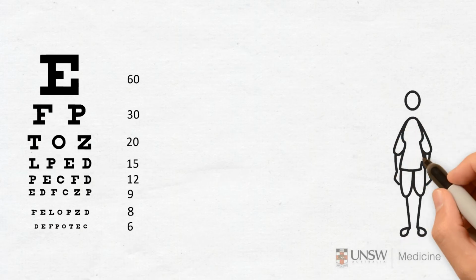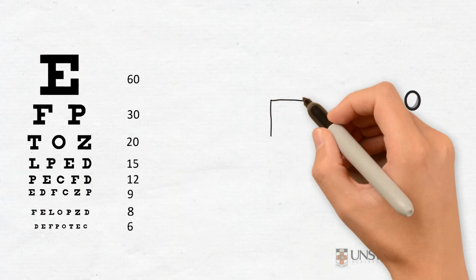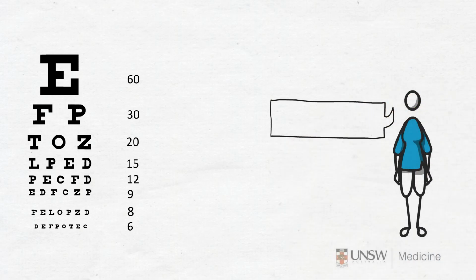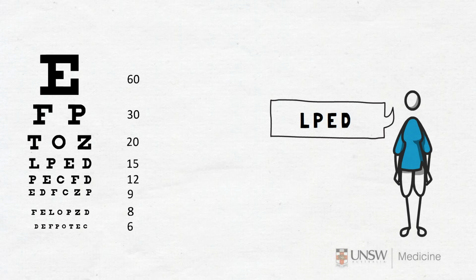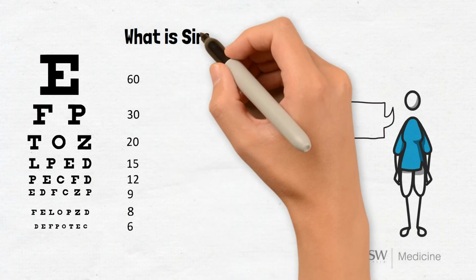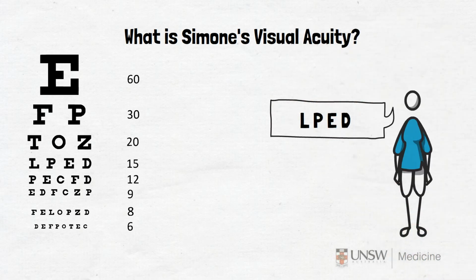Now it's your turn. Here we have Simone. With her left eye, she can read L, P, E, D. What would you report Simone's visual acuity as? Pause the video before we reveal the answer.